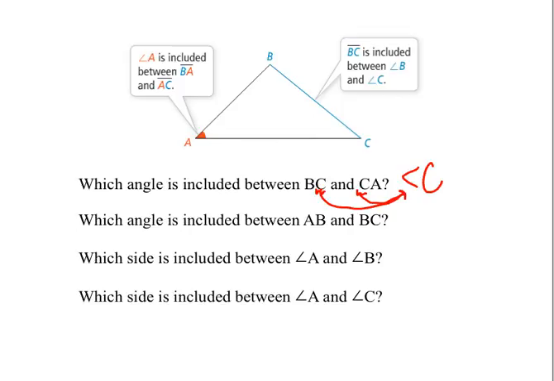Okay, let's try another one. What angle is included between AB and BC? Well, my 2 sides form and touch at vertex B, so angle B. Again, what's the letter being repeated in both segments? B, B. Again, we have B. Okay?